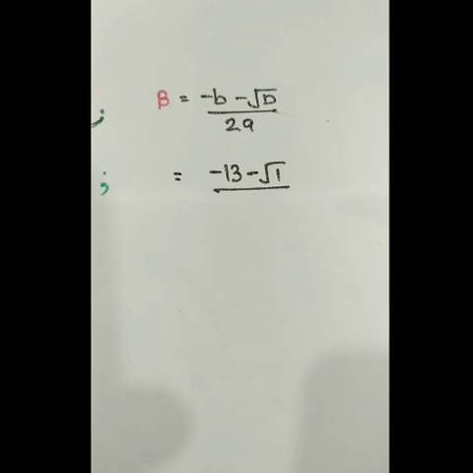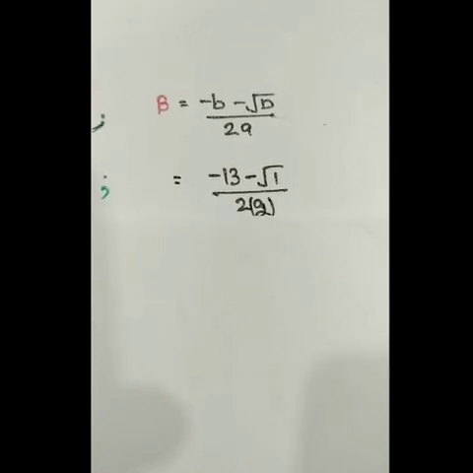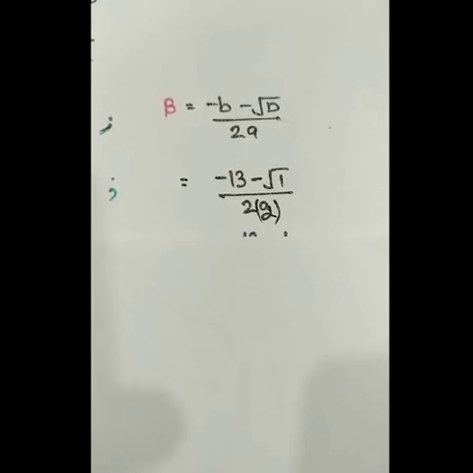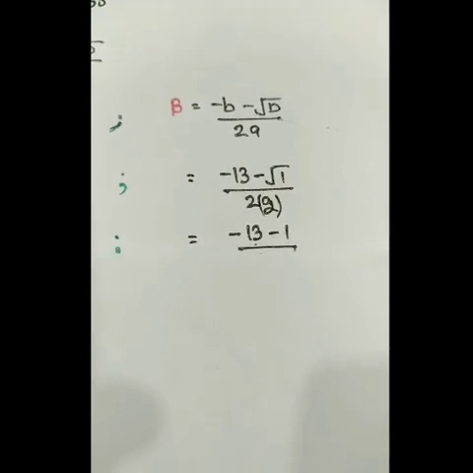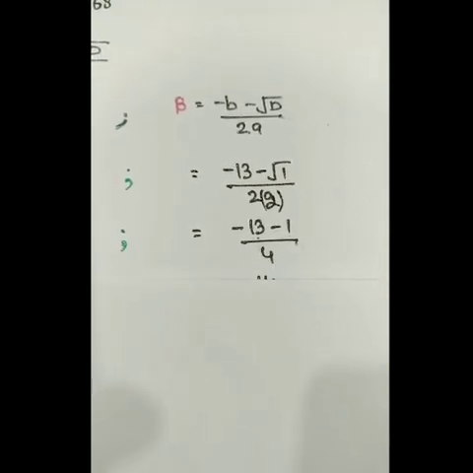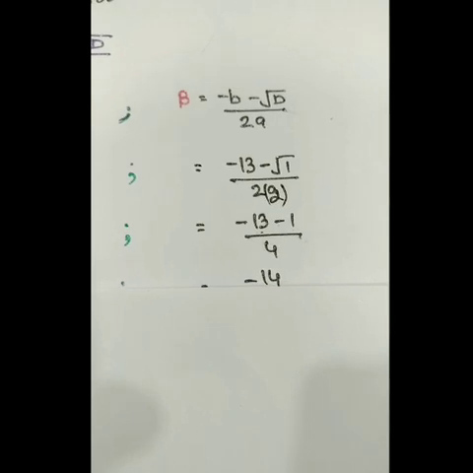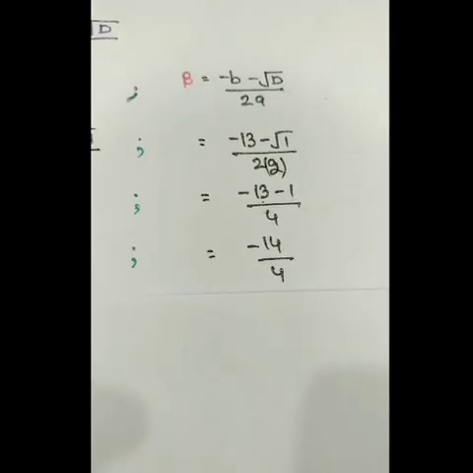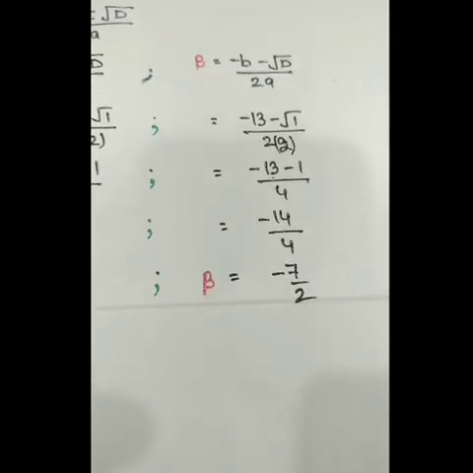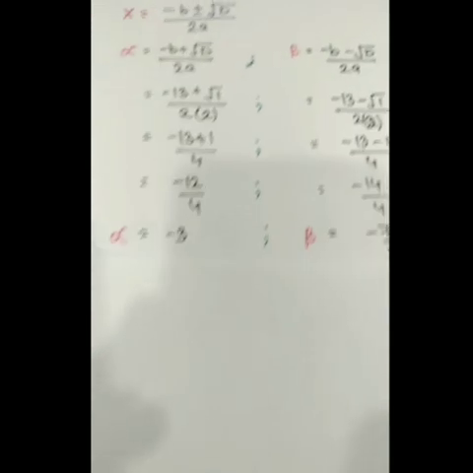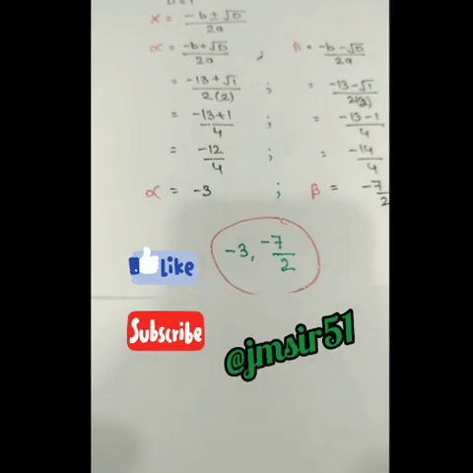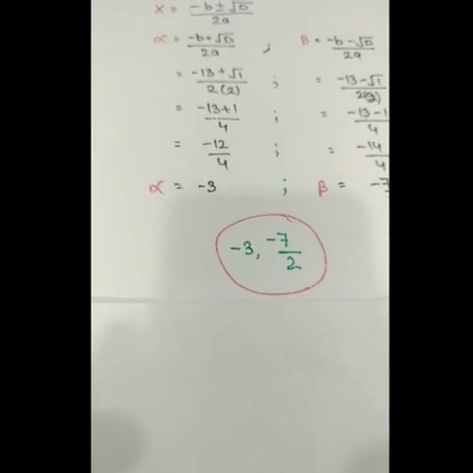And now we find the second root, that is beta, that is (−b − √D) / 2a. So (−13 − √1) over 2a, which is 2 × 2. So it is (−13 − 1) over 4. So it is −14 over 4. After cancelling, beta becomes −7/2. Therefore the two roots of this quadratic equation are −3 and −7/2.